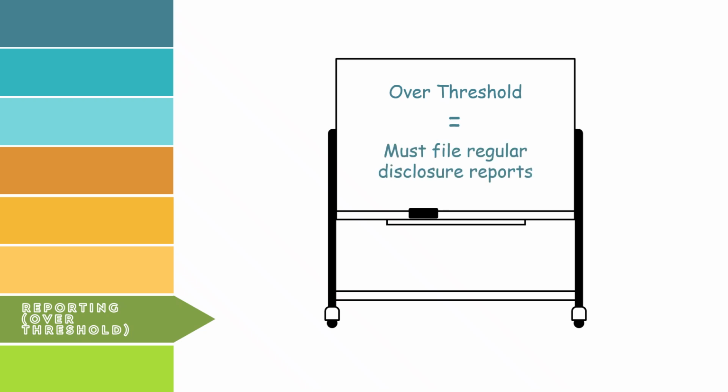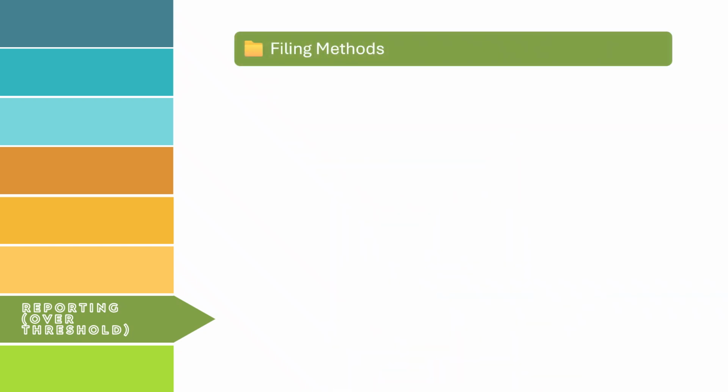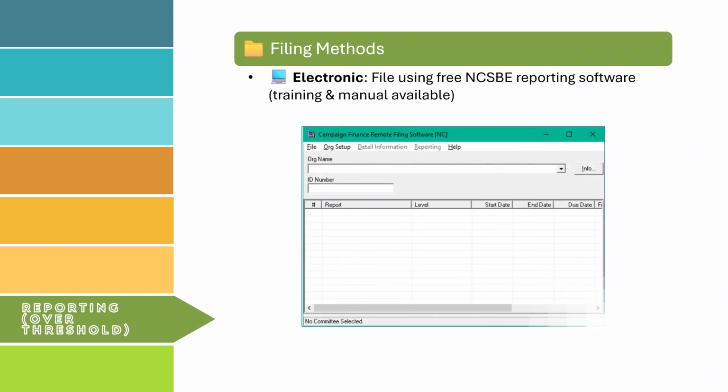As we learned earlier, over-threshold committees must file regular disclosure reports. So let's talk a little bit about what reporting will look like. First, you need to decide how your committee will file reports. There are two options for filing methods. Option 1 is to file electronically using free NCSBE reporting software.